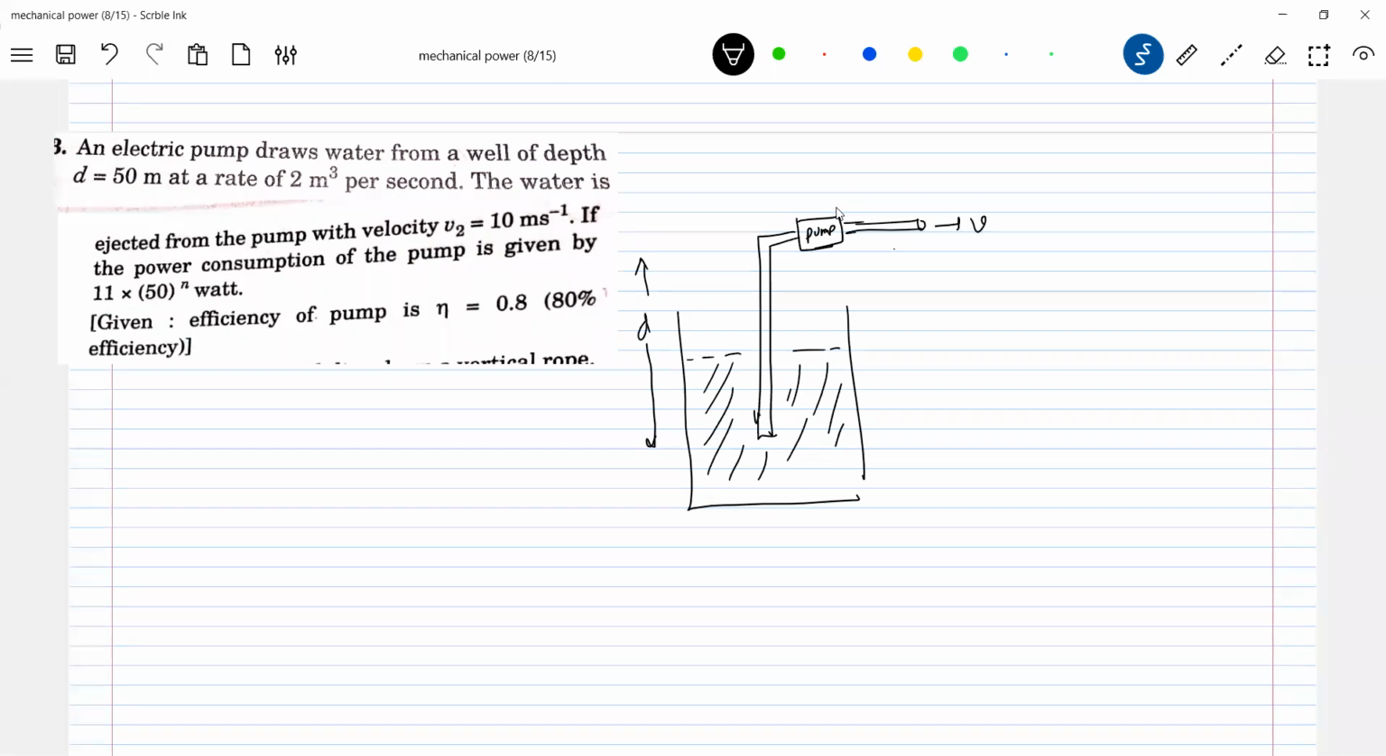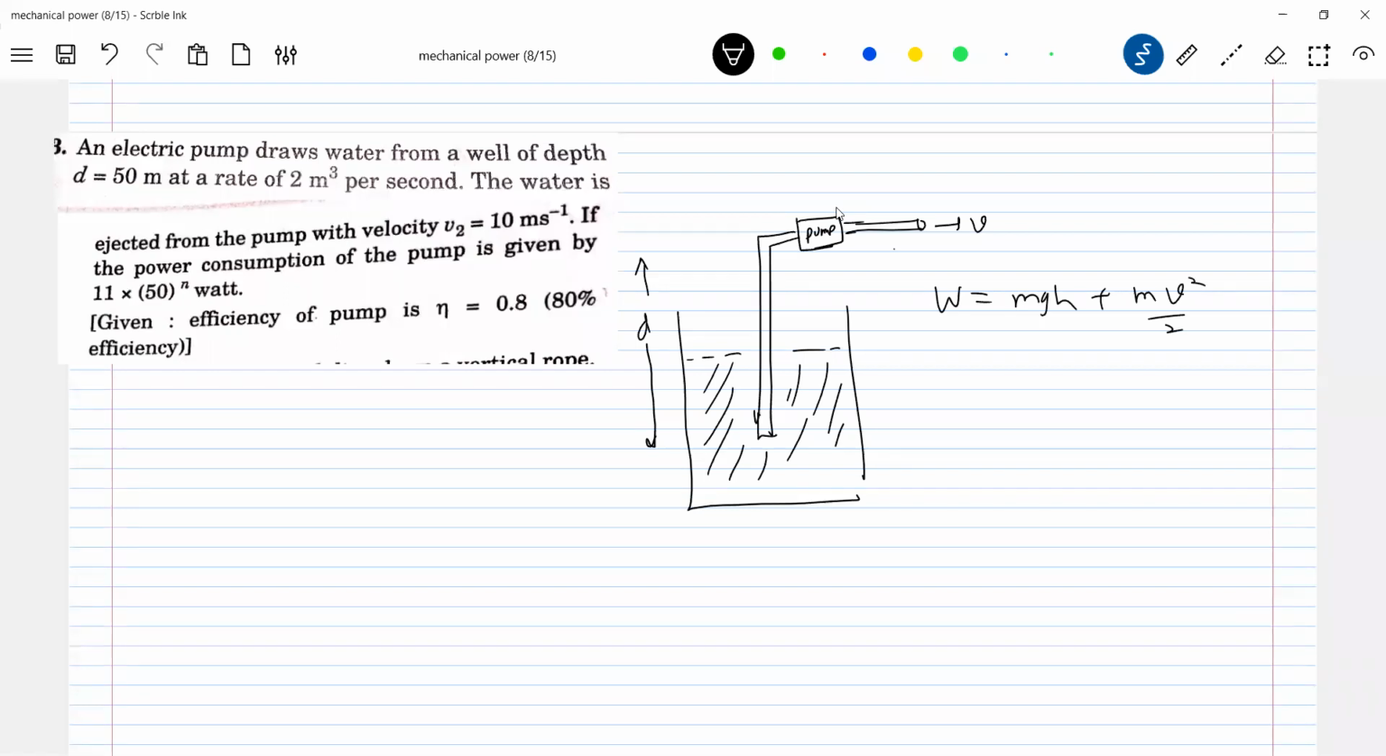V. For that, what should this pump do? It should do work, no? mgh. Then it should project with a speed V. So it should lift the water to a height h. Then it should project with a speed V.